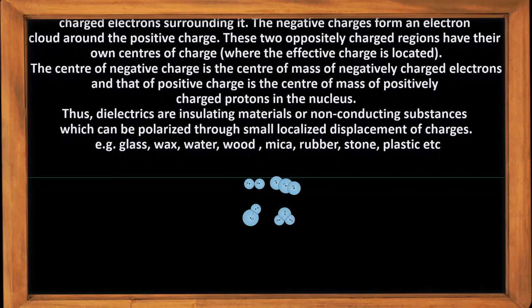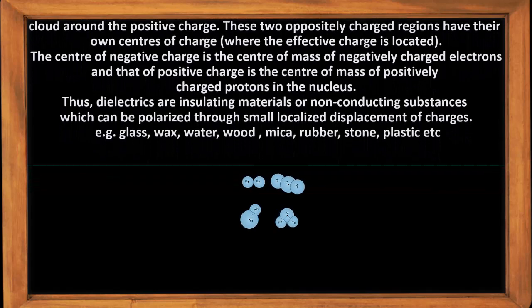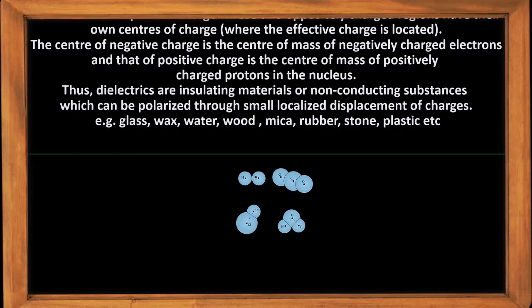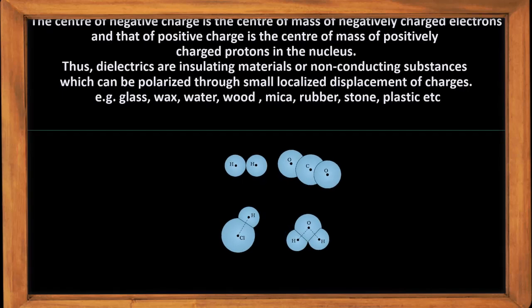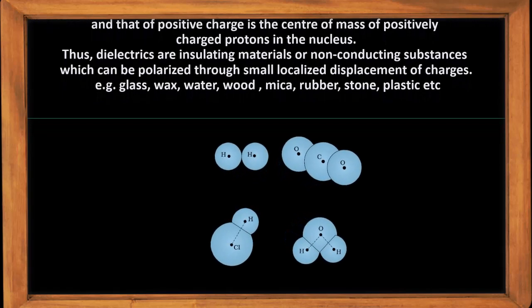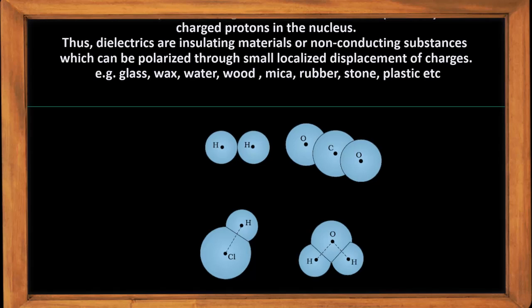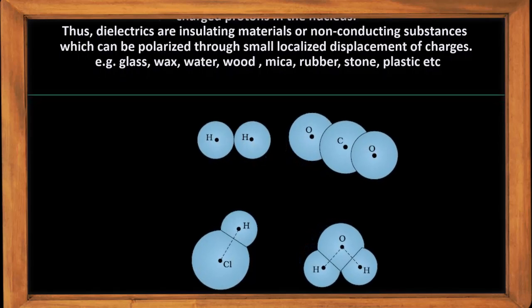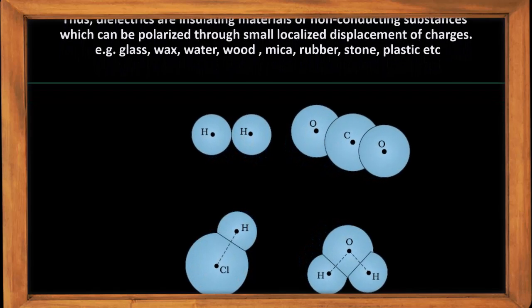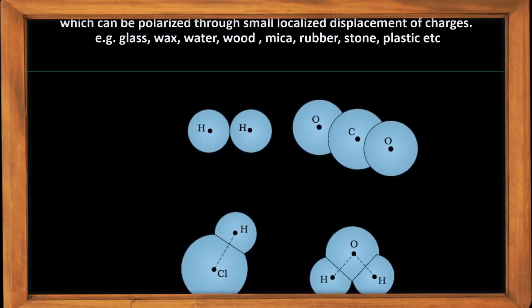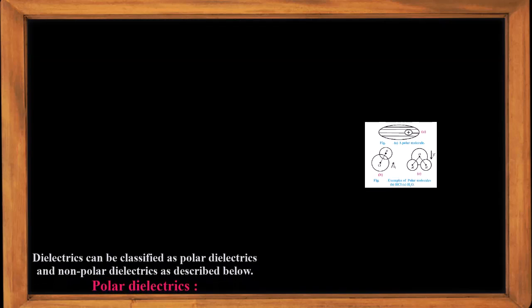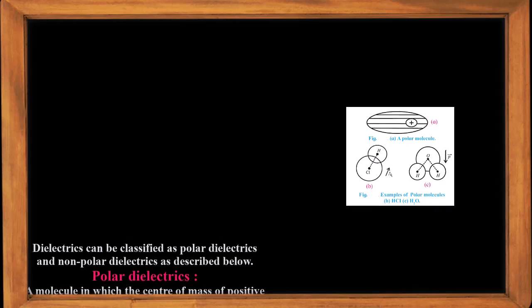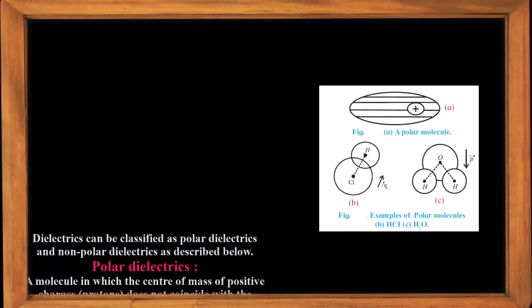Thus, dielectrics are insulating materials or non-conducting substances which can be polarized through small localized displacement of charges. For example, glass, wax, water, wood, mica, rubber, stone, plastic, etc. Dielectrics can be classified as polar dielectrics and non-polar dielectrics as described below.